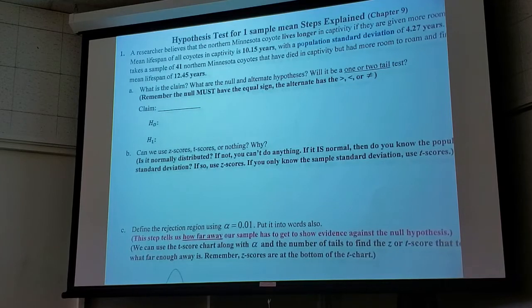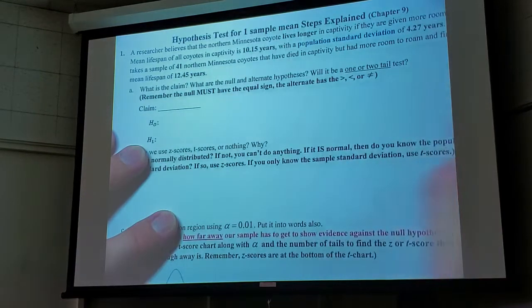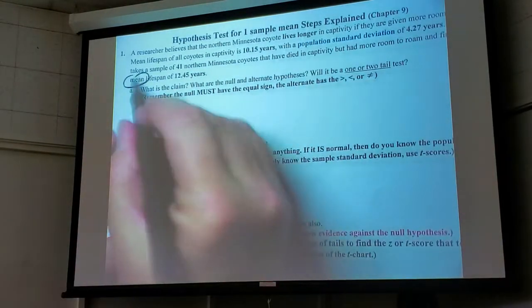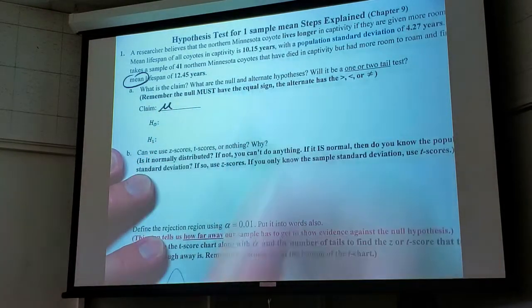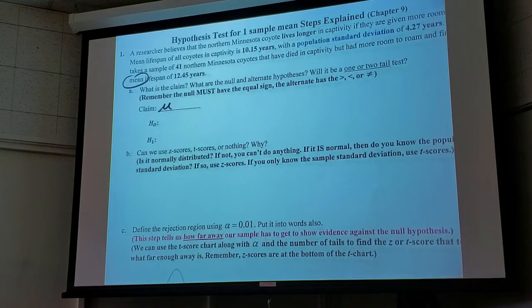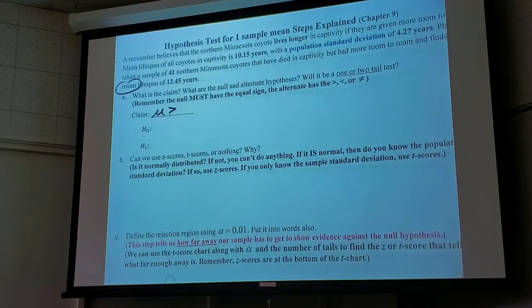Now I want to capture that concisely. So in this case, we're talking about an average, a mean, right? So we think the mean for coyotes that are given more room to roam is how related to what? Greater than? Say again? Which I tell you is what? 10.15, I love it.